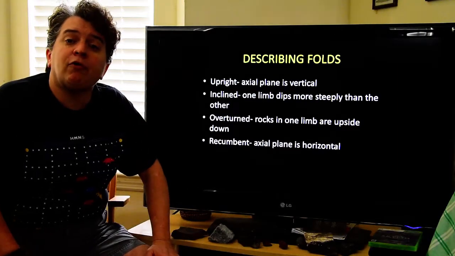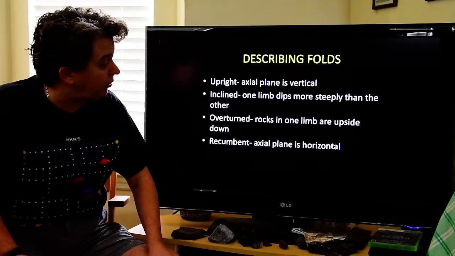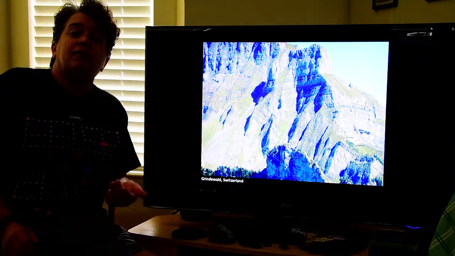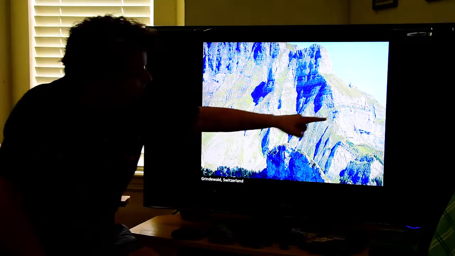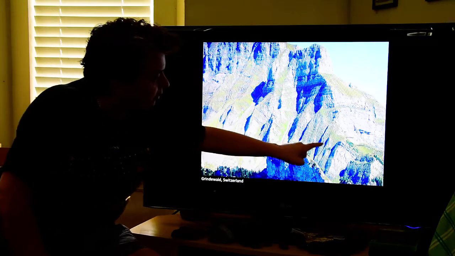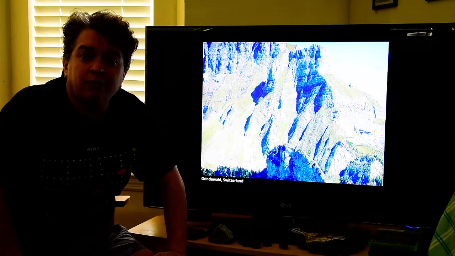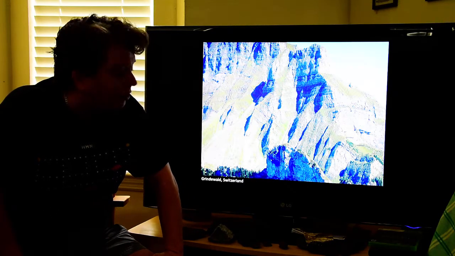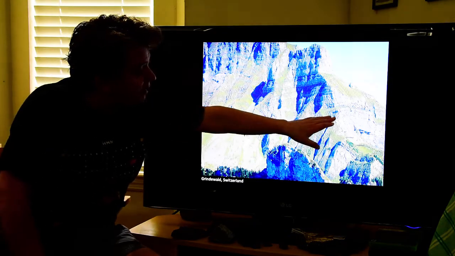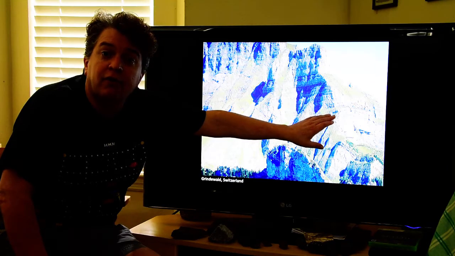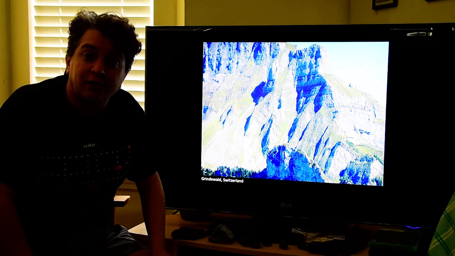And then we have a recumbent fold, where the axial plane is actually horizontal. We can often see these where we've had major mountain building events, like here in the Alps. Notice this fold comes around like that. So, is it an anticline or a syncline? Well, we can't really tell unless we figure out the age of the rocks. If we can find out whether the rocks in the center are older or younger, that'll tell us if it's a recumbent anticline or syncline.